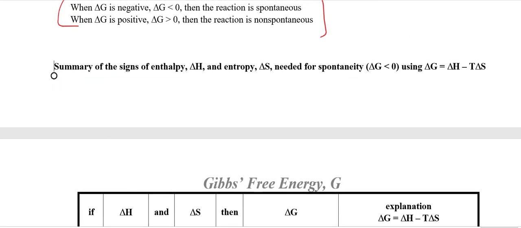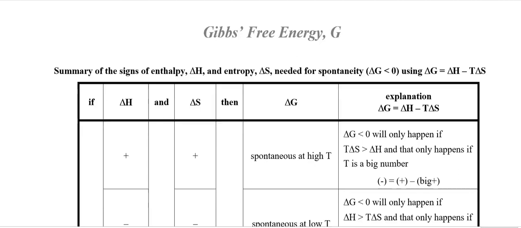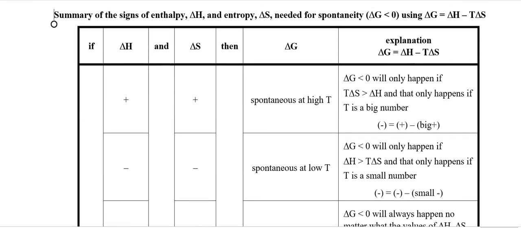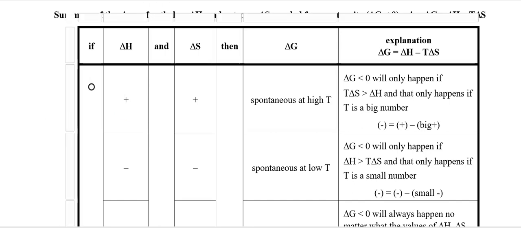To summarize all this, I have the table. I'd like to put it all down on one page if I can. Okay, maybe I can't. Often what you're given are signs of delta H and delta S, and you're supposed to predict delta G. Alrighty? So if we're going to do that, let's see. If delta H is positive and delta S is negative, I don't know why it's doing that to me.